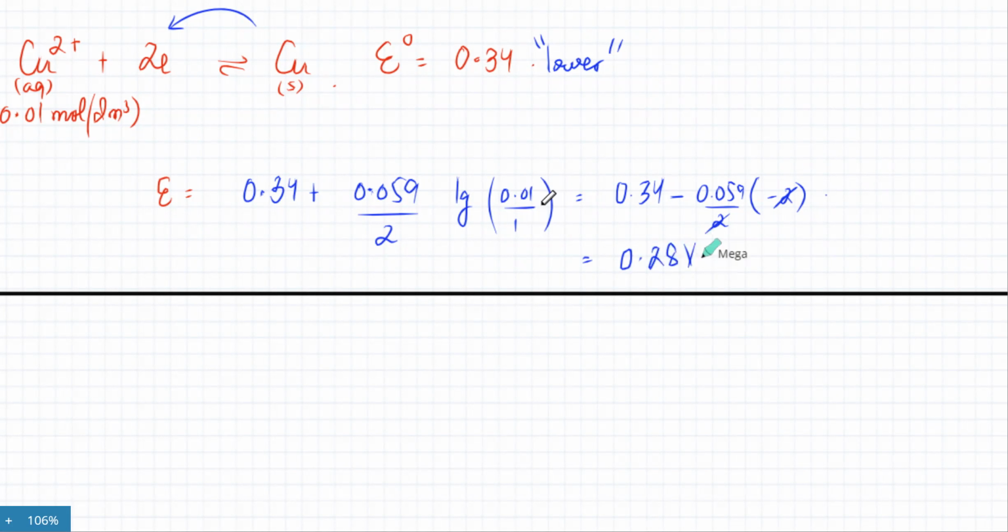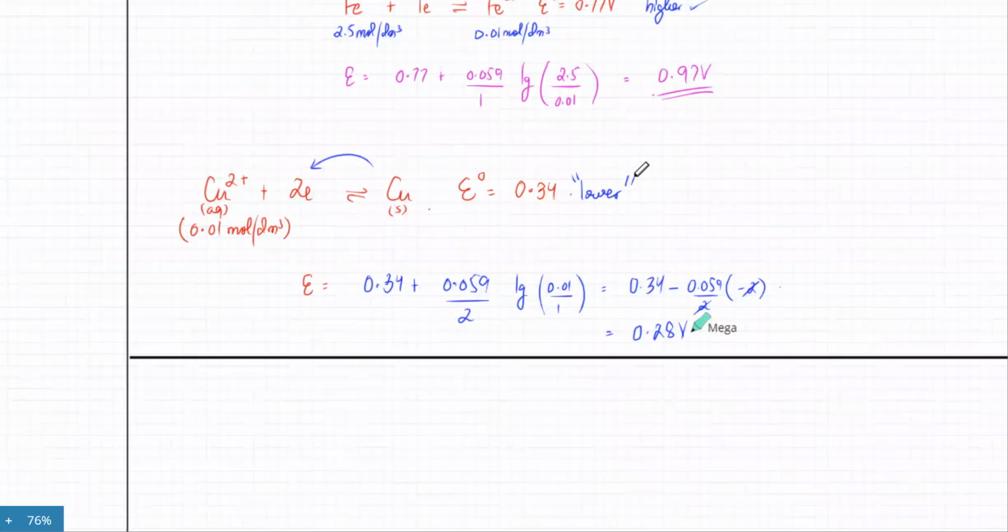So anyways, that's the Nernst equation. So remember, you just put in the values and you will get the new potential. So it is coming out to be lower. Previously it was 0.34, but now it's less than that. So remember the Nernst equation.